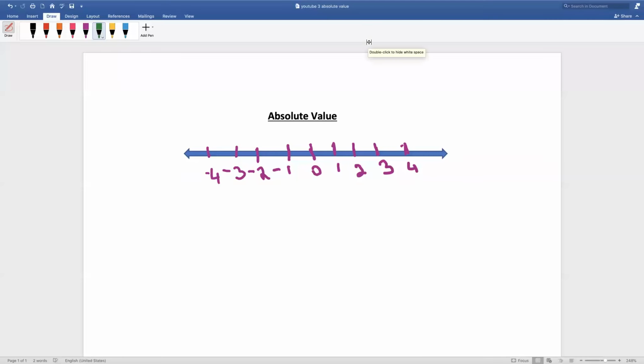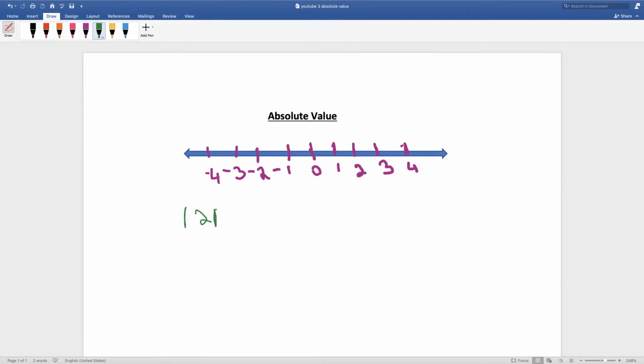Hi everyone. Today, let's learn about absolute value. Absolute value is symbolized as a line, some number, and another line. So, what does this mean? Let's check it out on the number line.